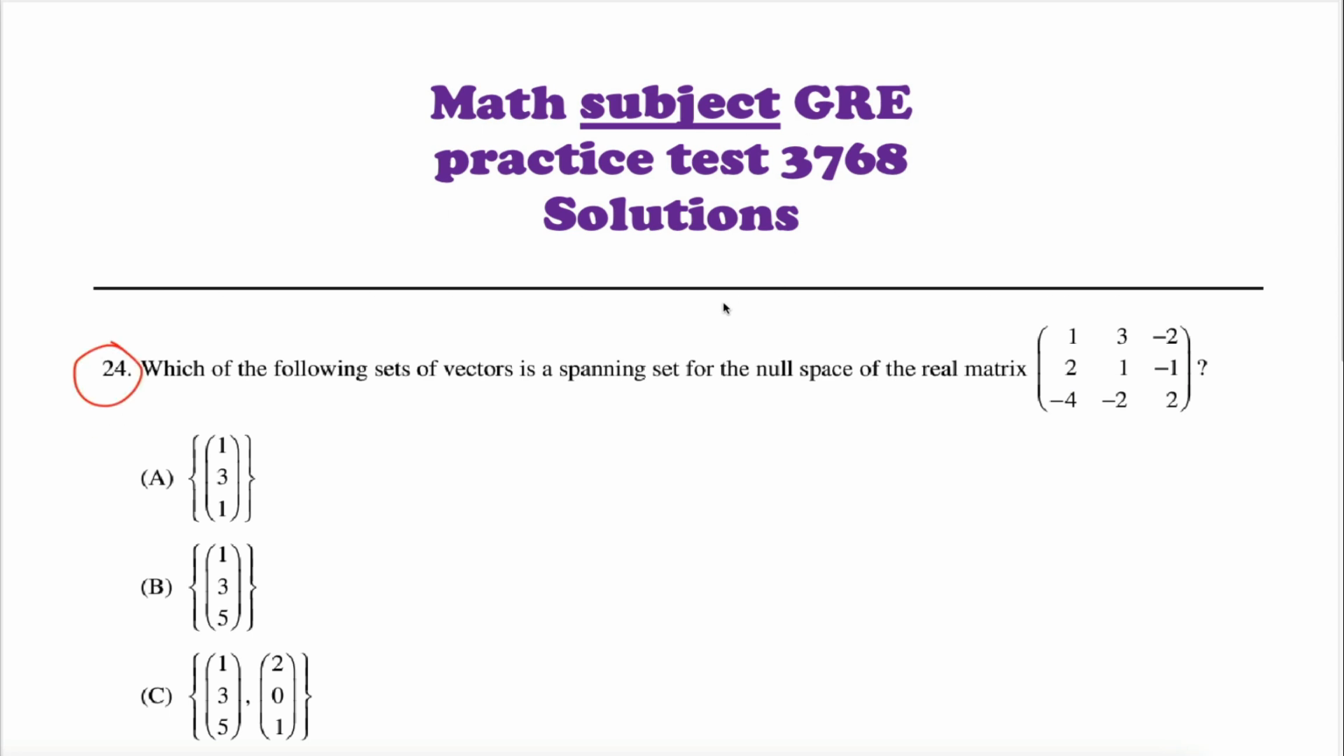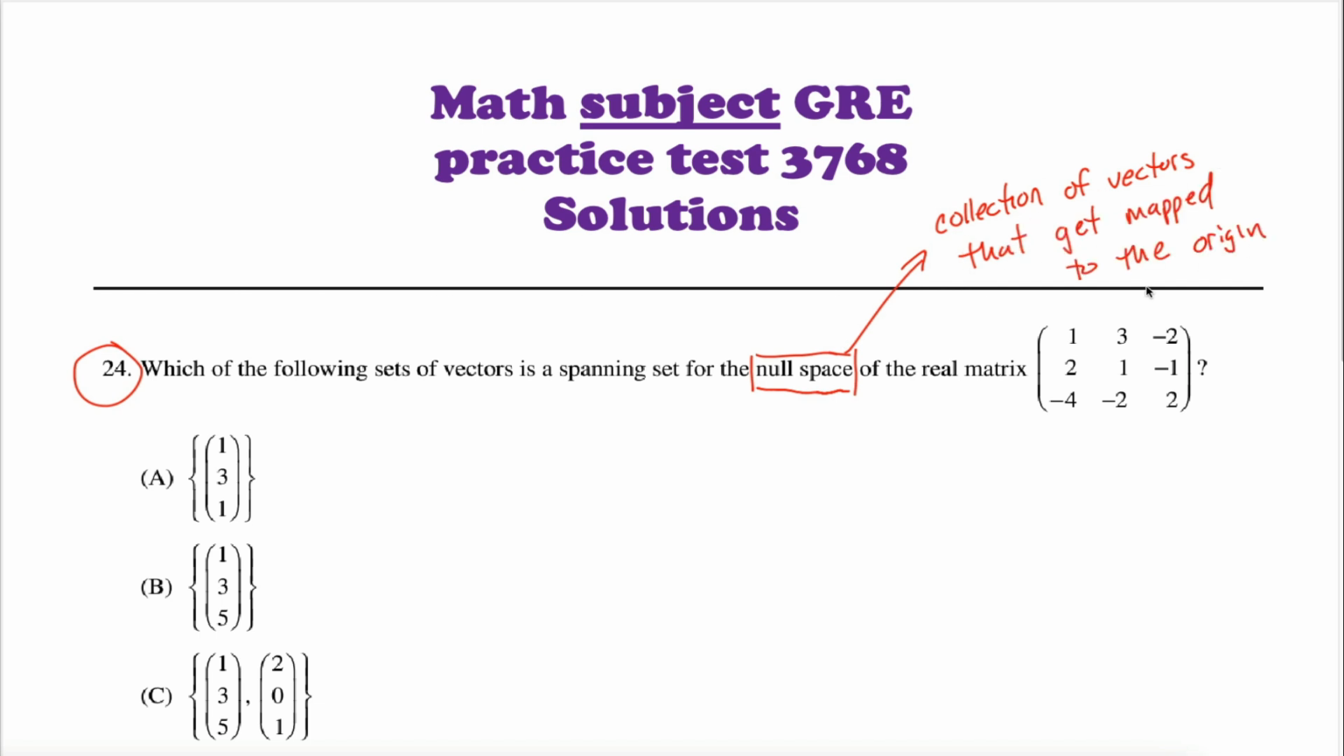Question 24 here on the math subject GRE practice test. What we're asked is which of the following sets of vectors is a spanning set for the null space of this matrix. So first off, the null space. The null space is the collection of vectors that this matrix maps to the origin.